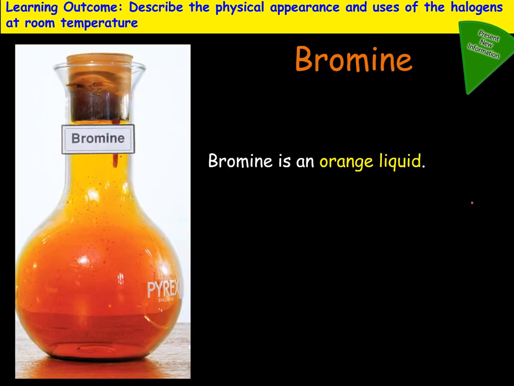Now, bromine is the next halogen, and bromine is an orangey liquid. In fact, the bromine in this container is here at the bottom. Now, the boiling point of bromine is very close to room temperature, so it turns into a vapour very, very easily. So if we're just comparing these two, chlorine is a smaller element than bromine.